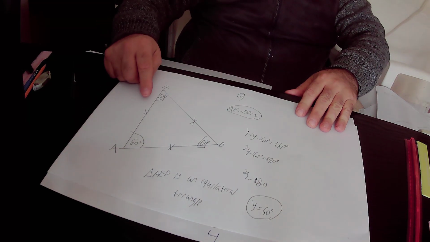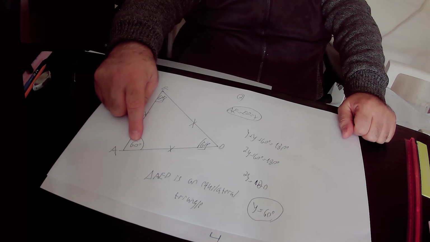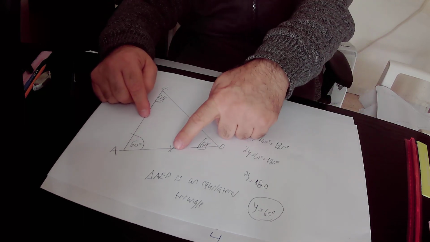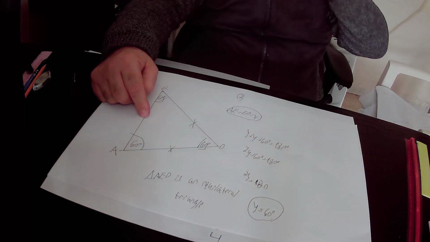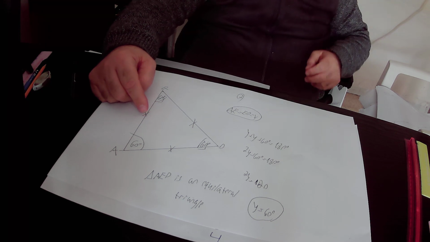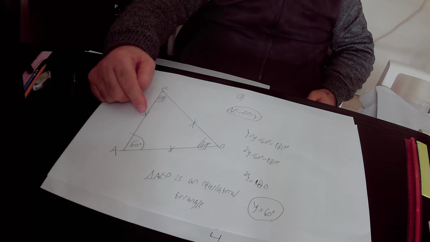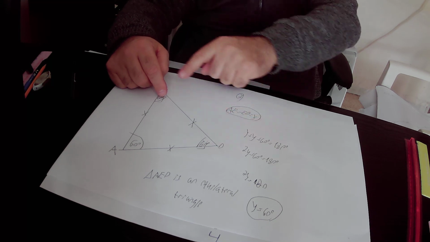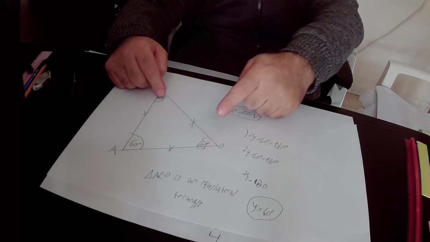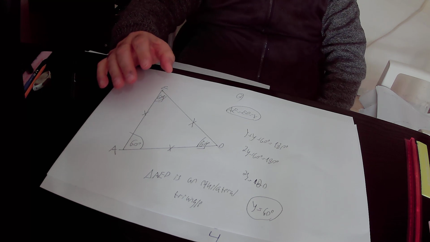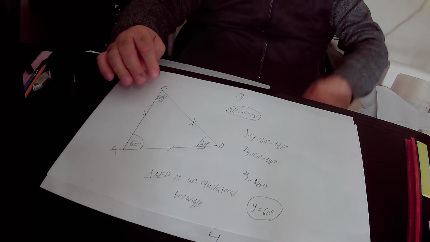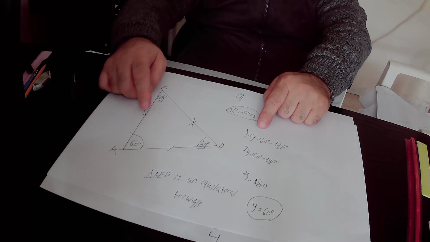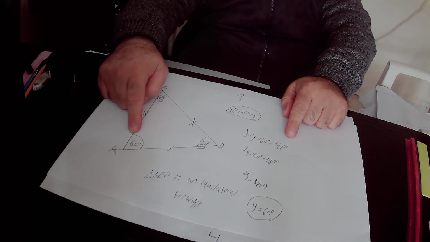This is triangle AED. This angle equals 60 degrees, and we know that those two sides are equal to each other. And opposite equal sides in a triangle there are equal angles. That is to say, those two angles must be equal to each other. So if this angle is y, this angle must also be equal to y. And the sum of the angles in any triangle equals 180 degrees. That is to say, y plus y plus 60 degrees must be equal to 180 degrees.